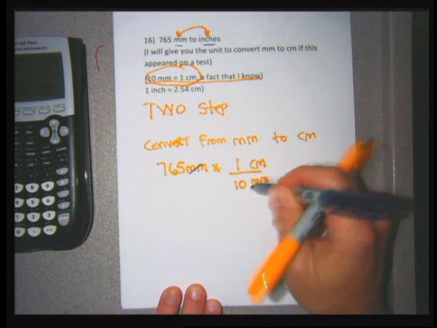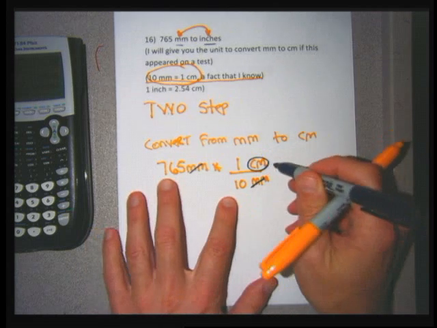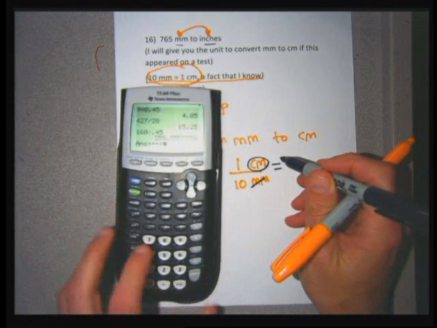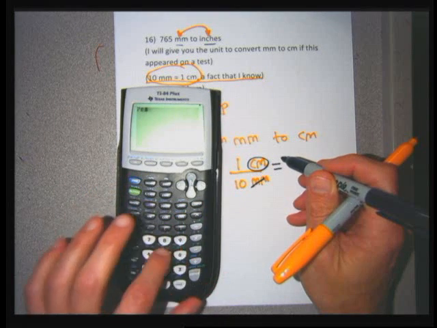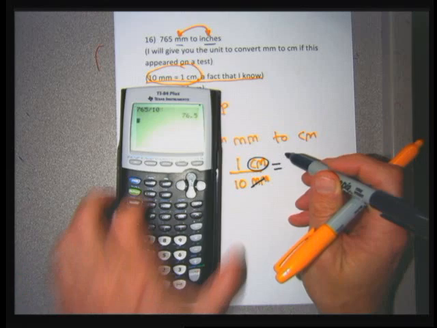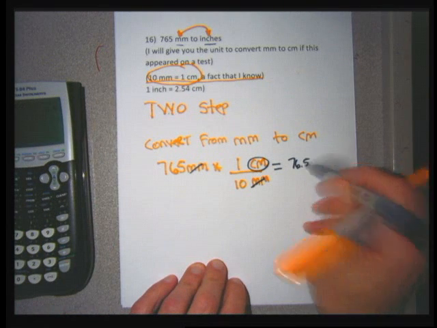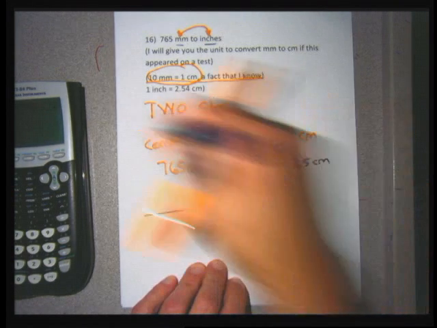The millimeters are going to cancel. It's going to leave me my unit for centimeters. And to get the number, this is the division because the 10 is in the denominator. So I'm going to take the 765 and divide it by 10. I can do that in my head, but I won't. So this gives me 76.5 centimeters.